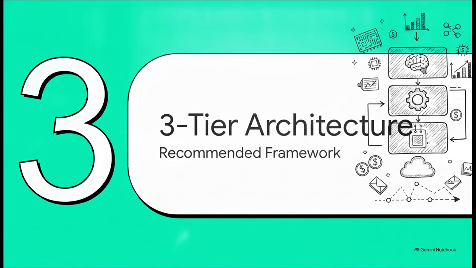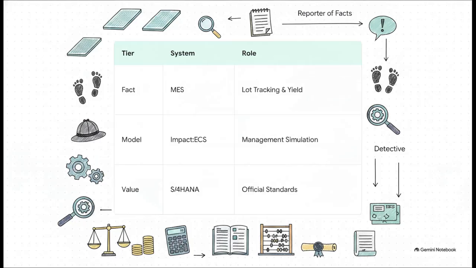Section 3. The recommended three-tier architecture. To avoid that functional overlap and those dangerous double truths we just talked about, we have to explicitly assign specific roles to specific systems. Think about this framework using a three-role analogy.